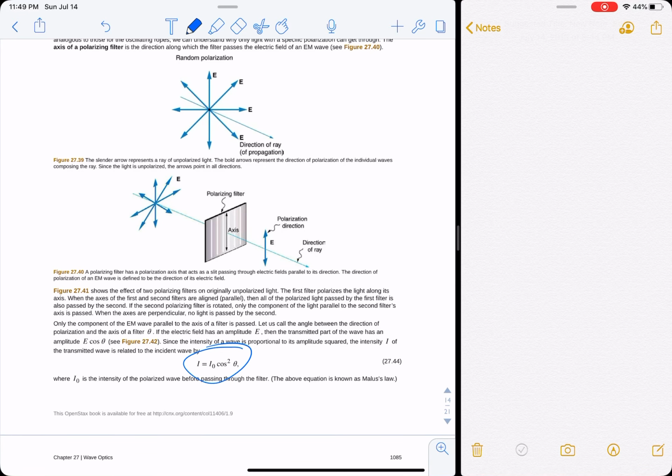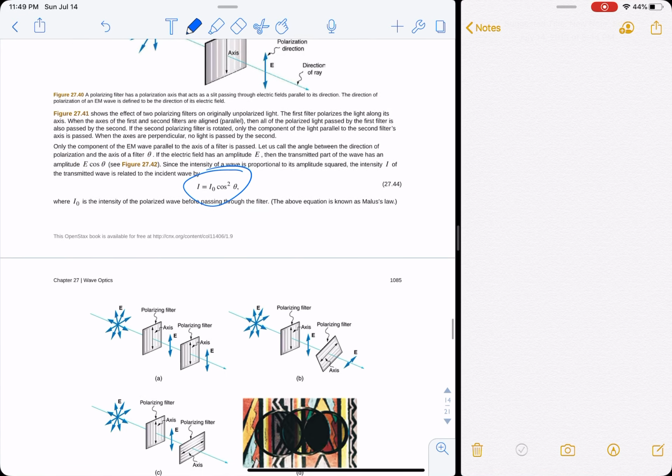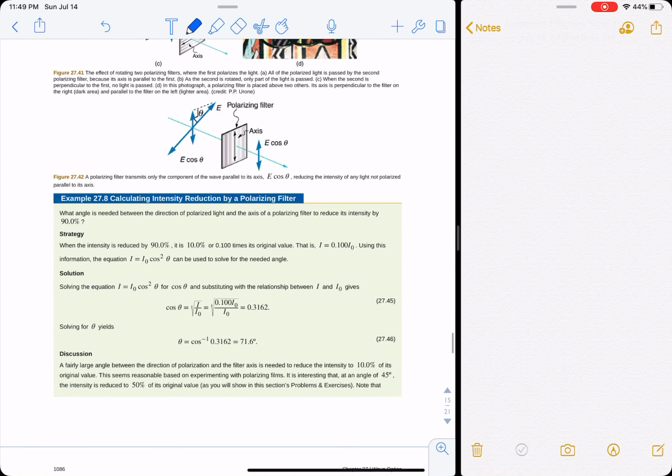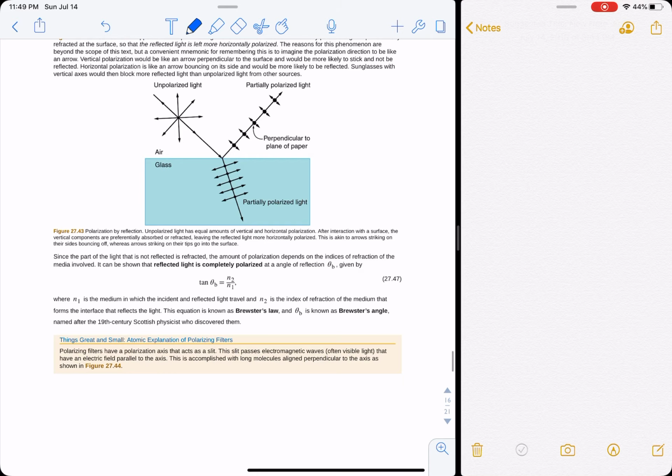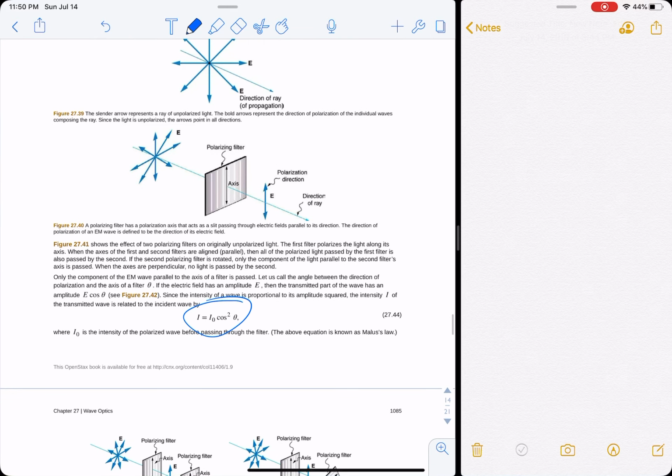Let's see, it should say here somewhere. Okay, well, when you first go through a polarizer, for example this polarizer, when the light goes through it, it only picks this wave. After it goes through, the intensity at any point is equal to the initial intensity of the polarized wave.